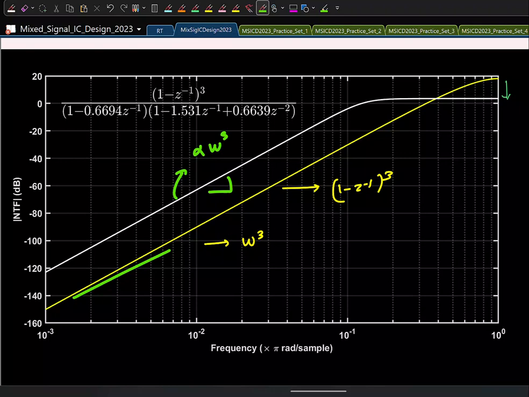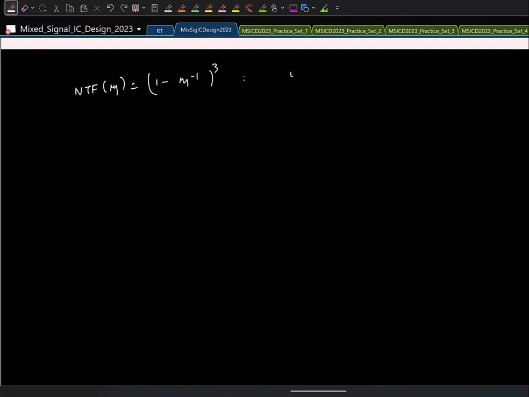If you take the log, for omega cube you have 20 log alpha plus that same thing. So it just shifted up. Let's quickly find out what that alpha is. Earlier we had NTF of z, which was 1 minus z inverse whole cube. At low frequencies, this went as omega cube. Now I have 1 minus z inverse whole cube divided by a denominator polynomial. This goes as alpha omega cube. How can I find alpha?